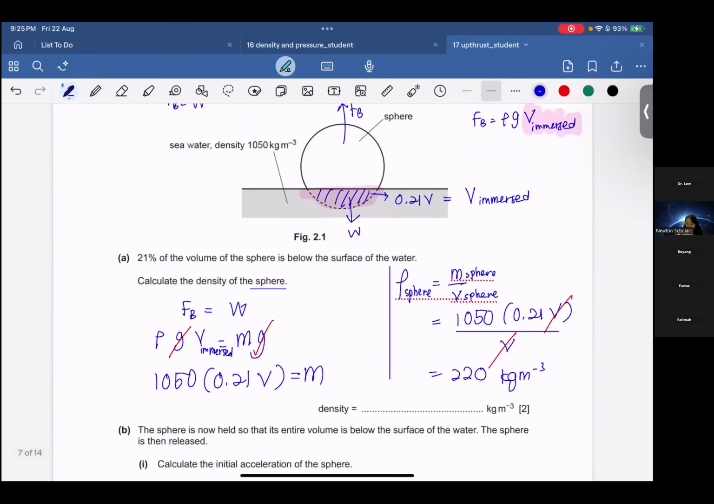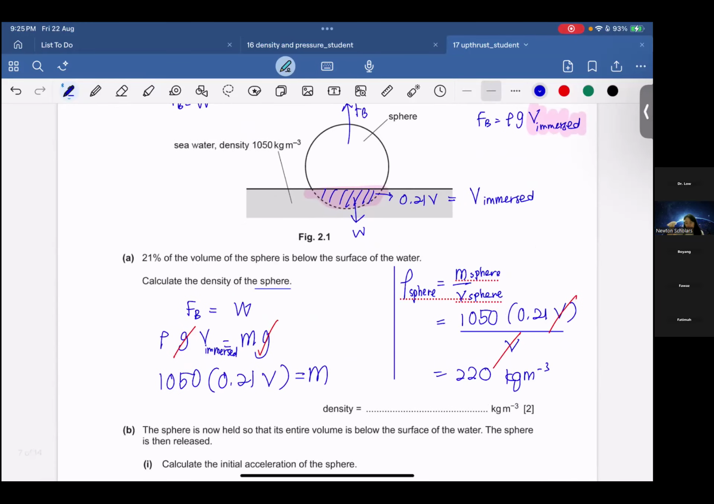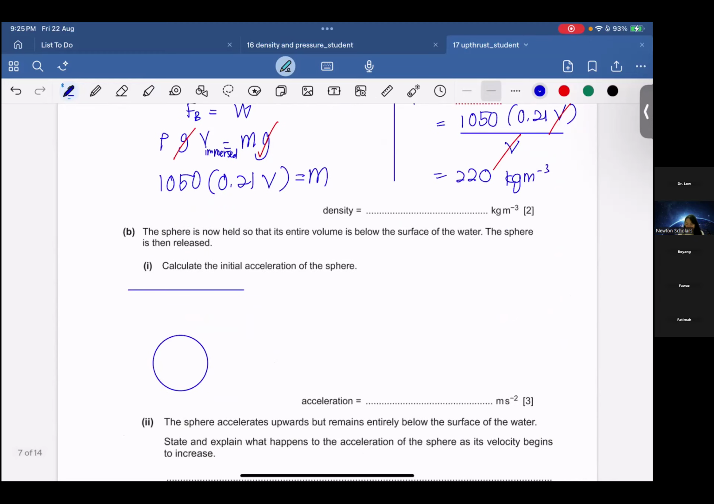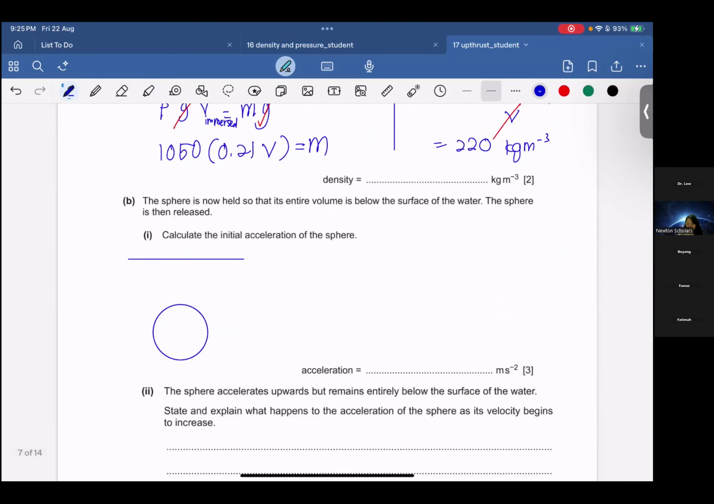Okay, starting stationary like this. Then we push it in until it's fully immersed. Then after that we release. So the sphere, of course, it will move. Okay, it will go up. So they want you to calculate the acceleration, this one A. Okay, so here for acceleration, net F equals ma.